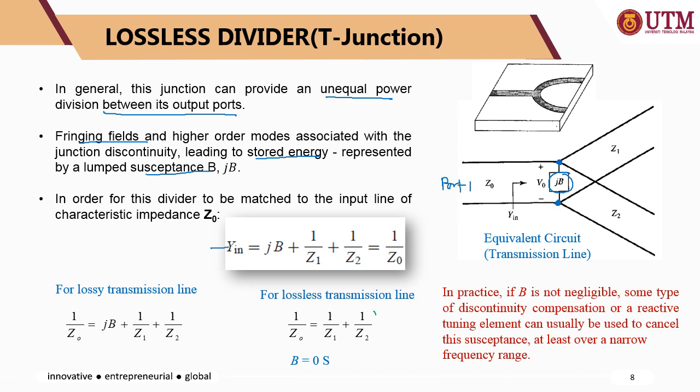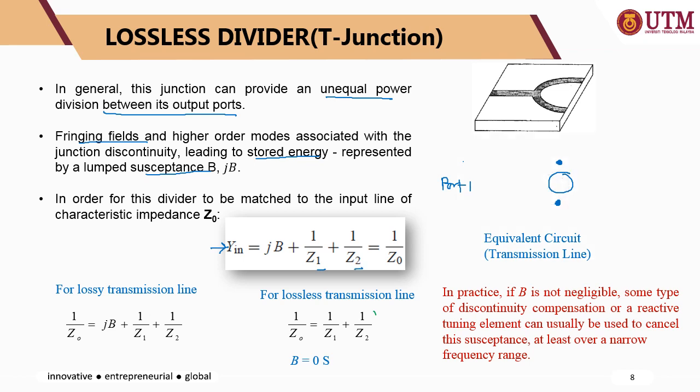Okay, so in order for this divider to match to the input line, the total admittance must be equal to 1 over Z1 plus 1 over Z2 plus the susceptance, and this must be equal to 1 over Z0. For a lossy transmission line, the jB will be included in the calculation. But for a lossless transmission line, it is assumed that the susceptance value jB equals zero. Therefore, the total admittance will be equal to 1 over Z0.